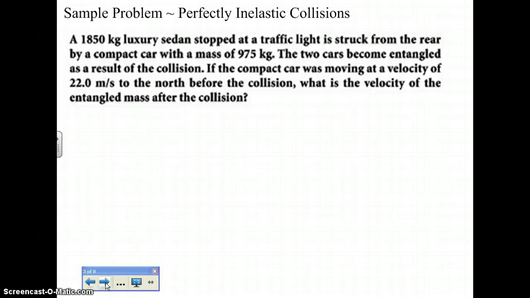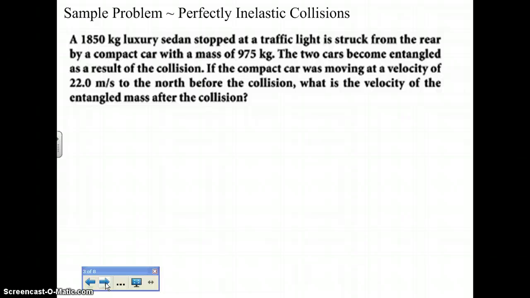Okay, so here's your problem. It says an 1850 kilogram luxury sedan stopped at a traffic light is struck from the rear by a compact car with a mass of 975 kilograms. The two cars become entangled as a result of the collision. If the compact car was moving at a velocity of 22.0 meters per second to the north before the collision, what is the velocity of the entangled mass after the collision?